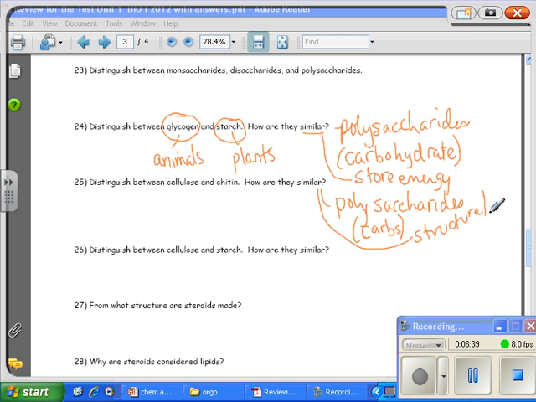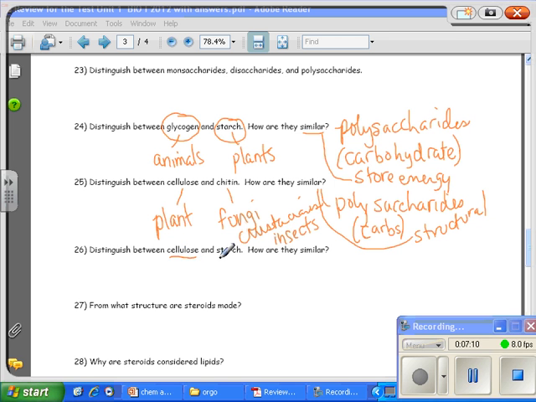So what does structural mean? Structural means they make the structure or the physical part of the body. So cellulose makes the structure of a plant's cell wall. And chitin makes a fungi's cell wall, or it makes the exoskeletons of crustaceans and insects. I gotta assume arachnids are in there too.